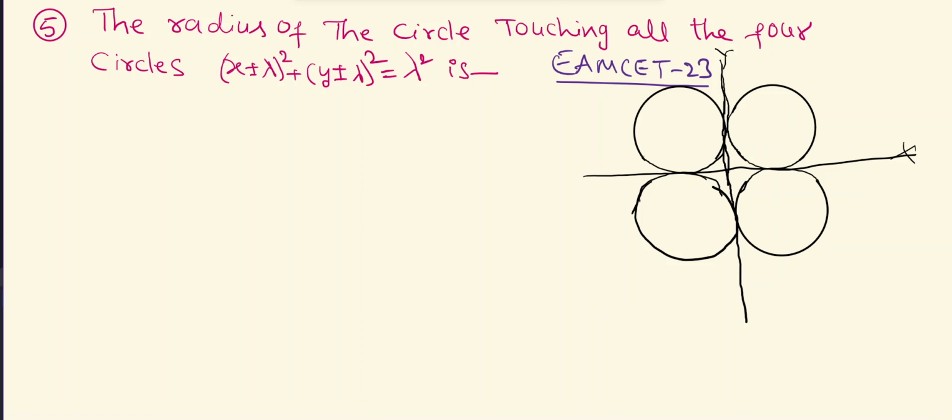This is the next question from circles. This is an Eapcet 23 question. Here it is given: the radius of the circle touching all the 4 circles, (x plus or minus lambda) whole square plus (y plus or minus lambda) whole square is equal to lambda square, is dash. Here is the circle touching all the circles, this is the required circle. This circle is internally touching all the circles, this is the first circle, and the circle touching outside is also touching all the circles.